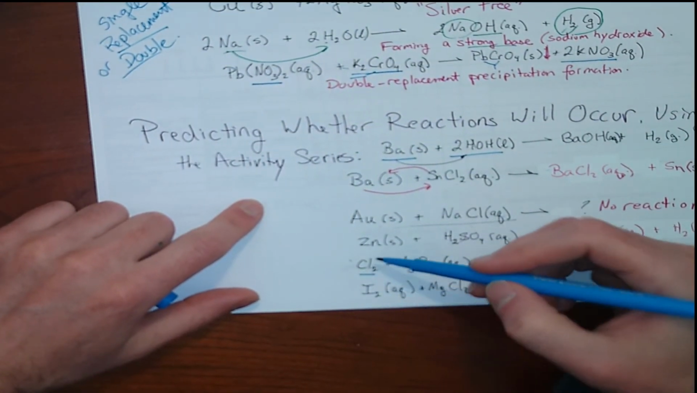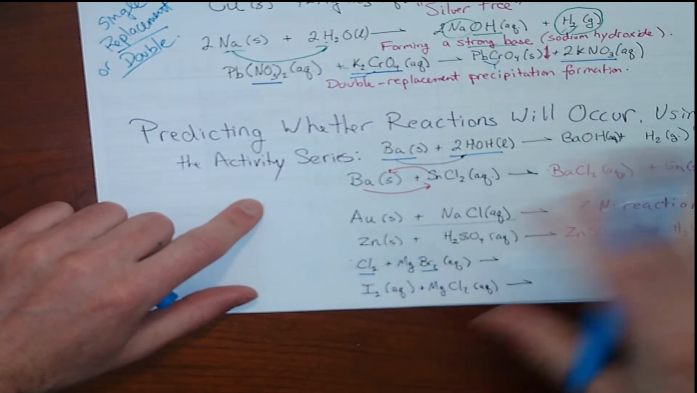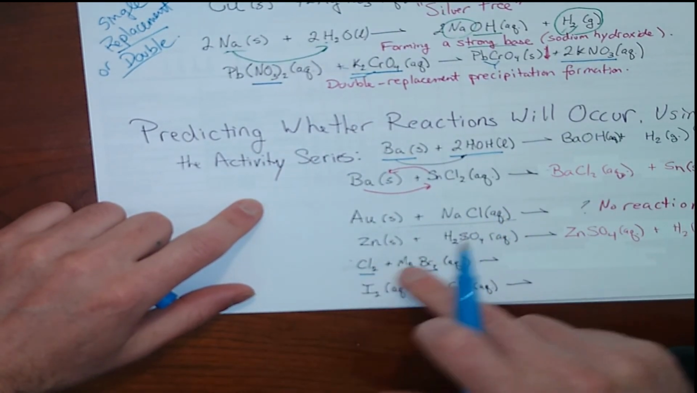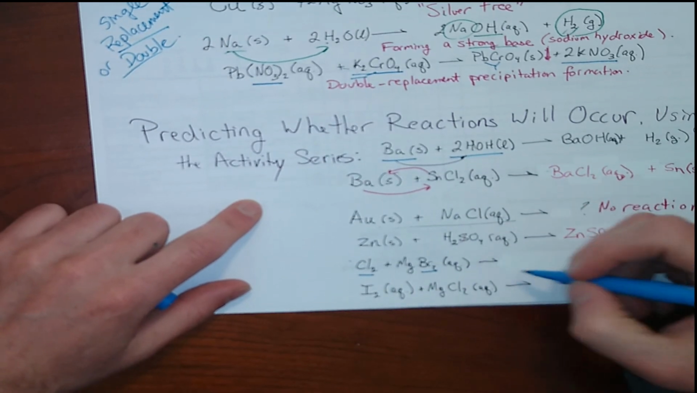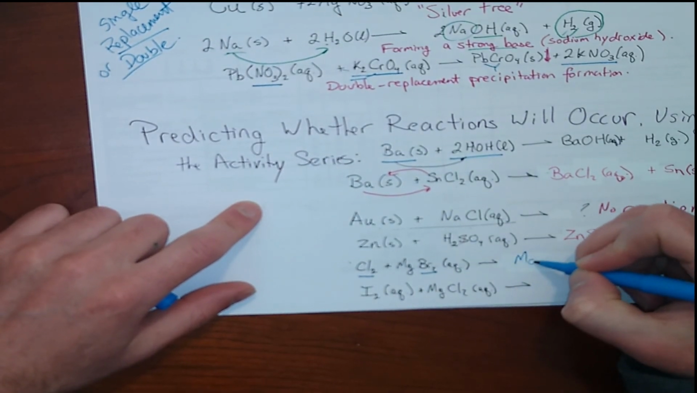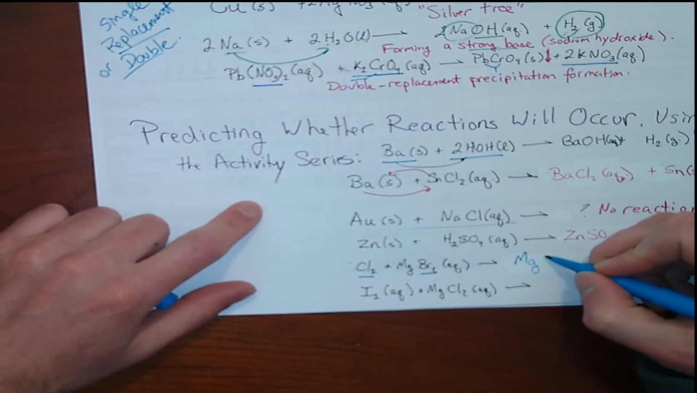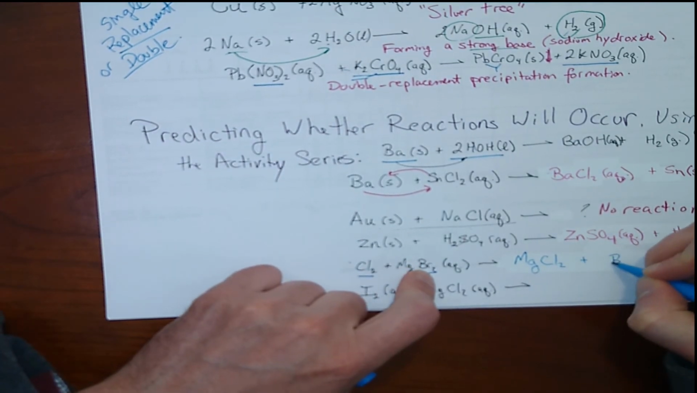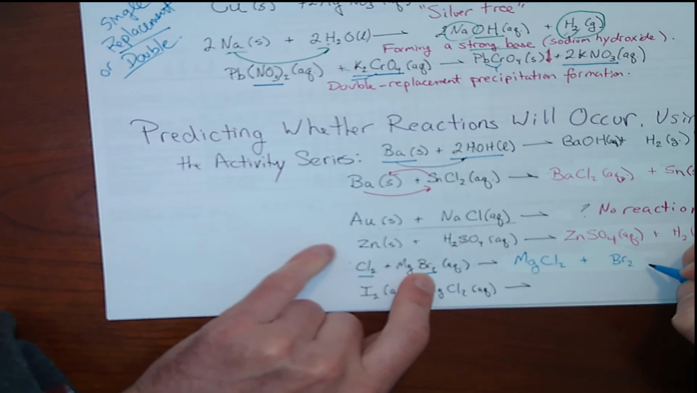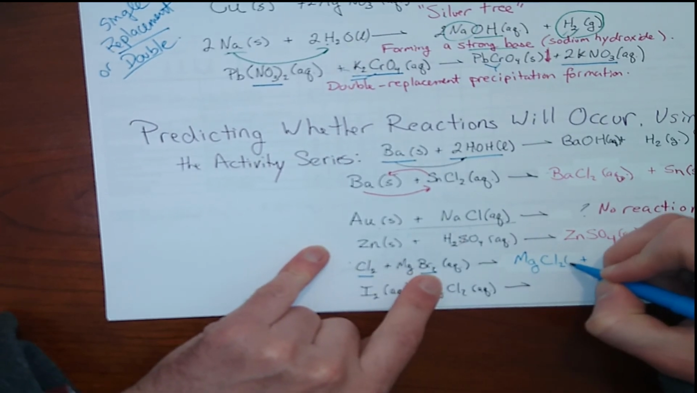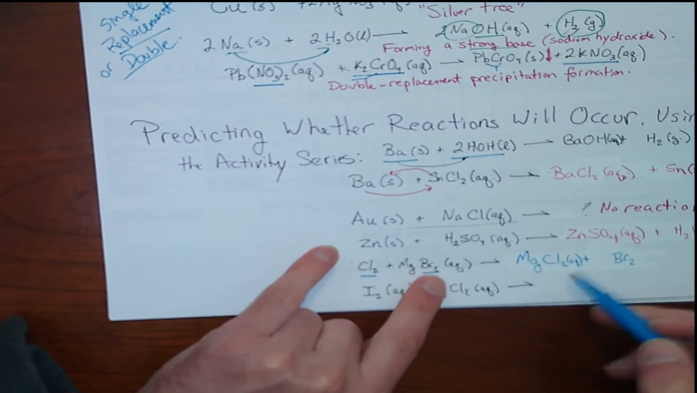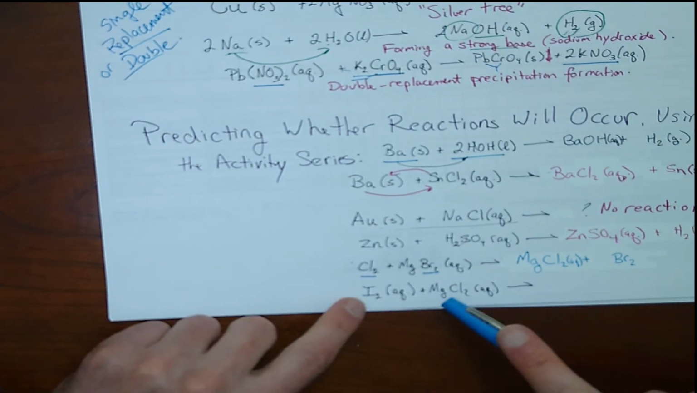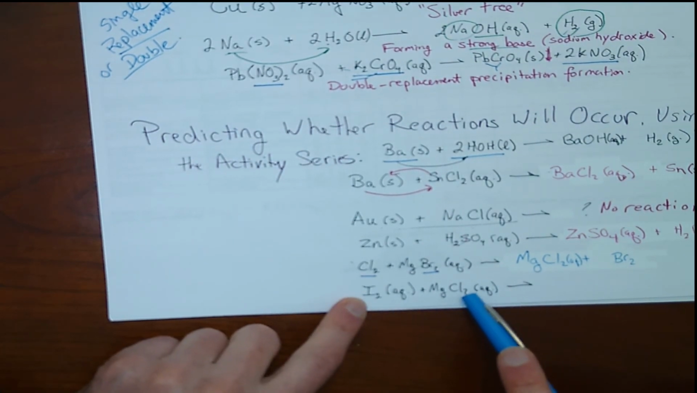So what's going to happen here is the chlorine is going to take the place of the bromine, kick it out, disassociate it from the magnesium, and it's going to associate with the magnesium itself. So this reaction will occur, and you will get magnesium chloride, and then bromine will be left by itself as bromine gas as your products.